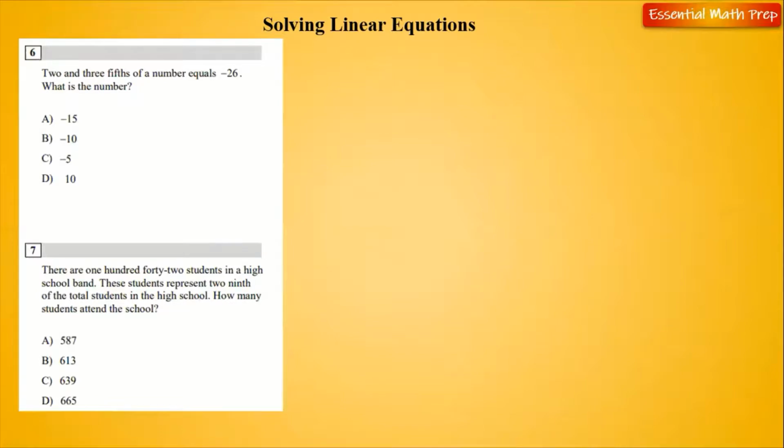2 and 3/5 of a number equals -26. What is the number? This is interesting. First, let's write what's 3/5. 3/5 is 3 over 5. And 2 and 3/5 means this is what 2 and 3/5 looks like, of a number n equals -26. So you can solve this first before you proceed further.